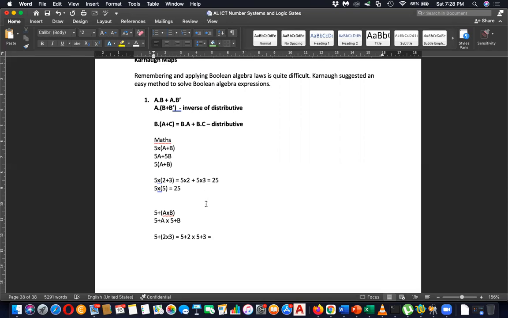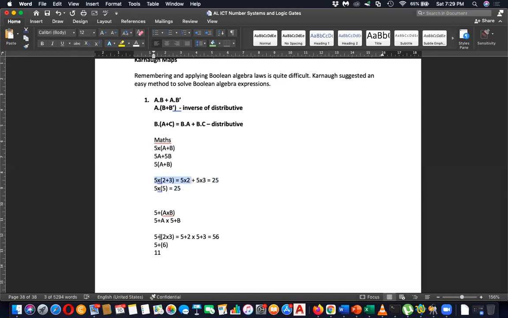56. Oh, yeah, this 5 plus 2 is 7, 5 plus 3 is 8, so this will be bracketed anyway. So 7 into 8 is 56. Okay, let's do it the other way. 2 into 3 is 6, so the answer is 5 plus 6, which is 11. So you are getting two different answers. Therefore this method is not correct.